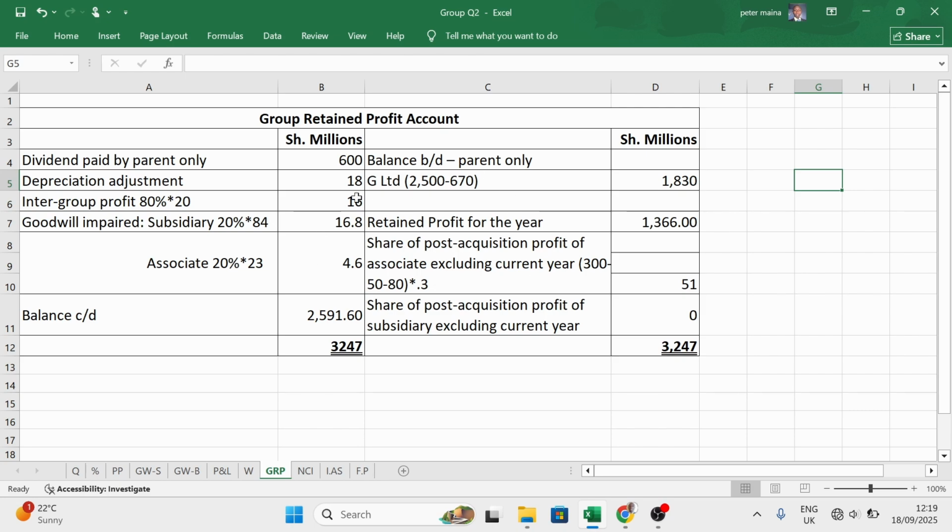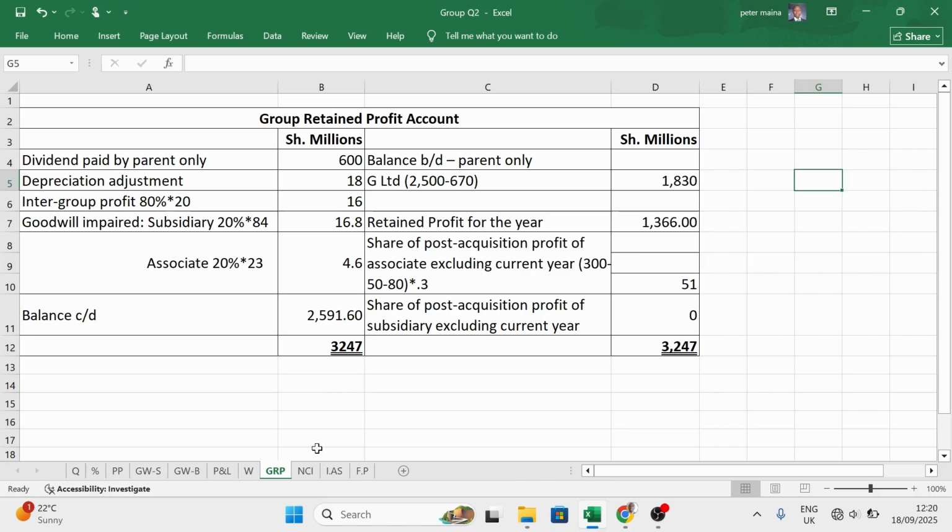So once you find the balancing figure, of course, the credit side is going to be more than the debit side. So the balance carried down will be on this side, which is 2591.6. This balance carried down will be taken to the statement of financial position under equity and reserves. So that is how the group retained profit is prepared.